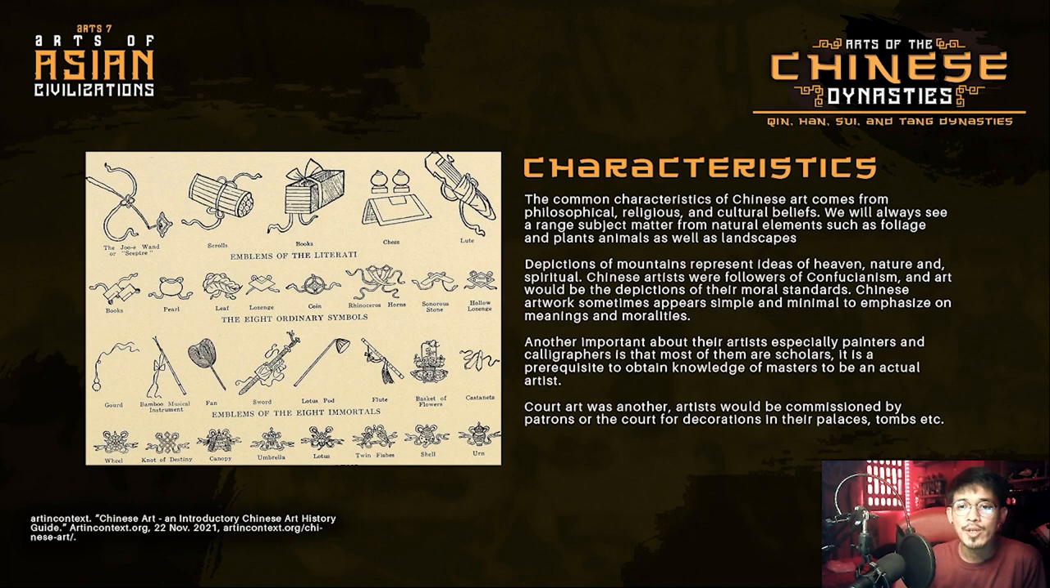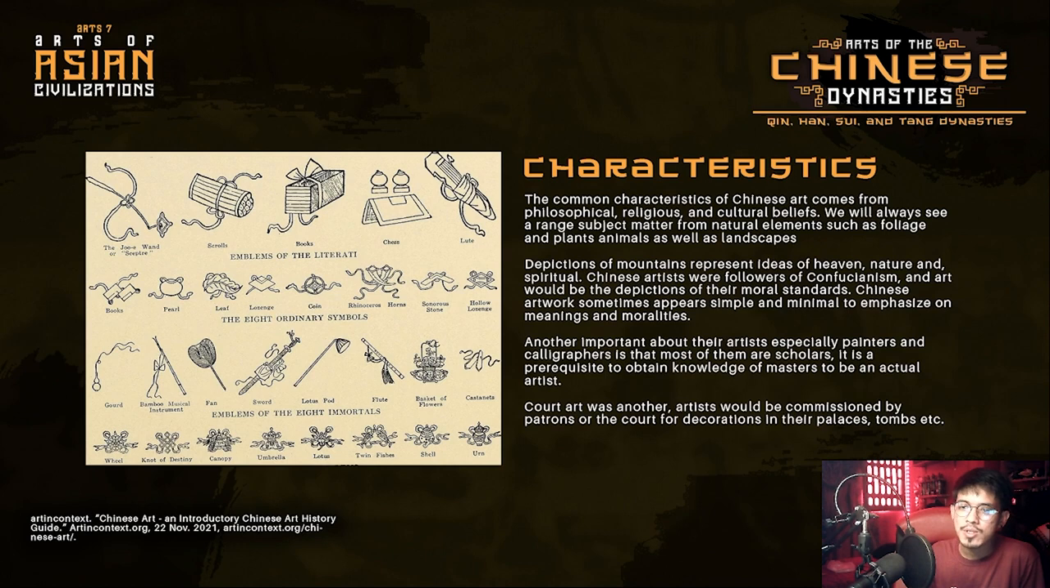Yan. And of course, this is important. To obtain a skill, or to learn a skill, they are often required to obtain this knowledge from the masters. Meaning, for example, some of them learn from the masters by creating an exact replication of their art. Yan. So court art was another.